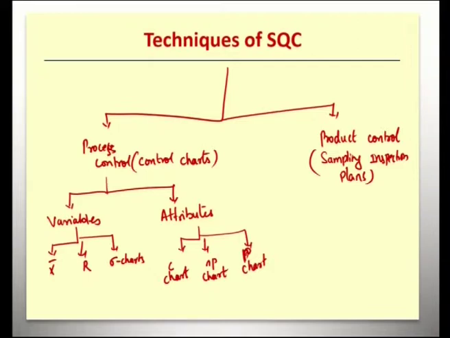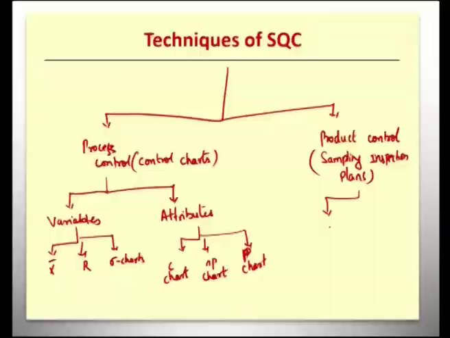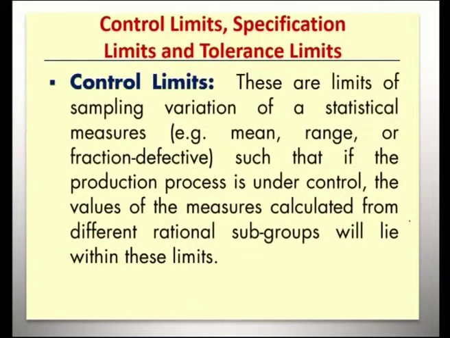Okay. So, all these we are going to discuss, that is, we are going to discuss the X bar chart, R chart, and sigma charts with respect to control charts for variables. In control charts for attributes, we are going to talk about the C chart, NP chart and P chart. In product control, we are going to talk about sampling inspection plans for attributes and sampling inspection plans for variables. Control limits, specification limits and tolerance limits. Process control, that is, we will talk about control charts.